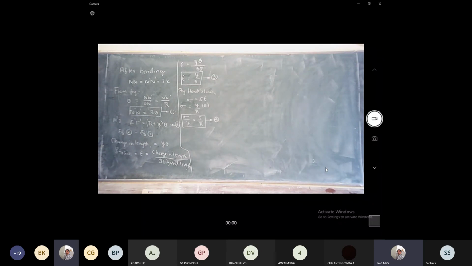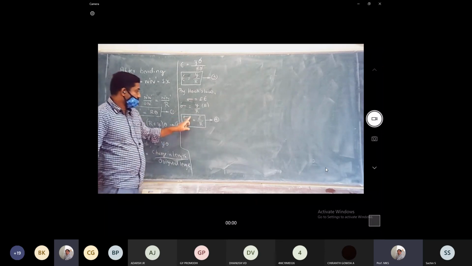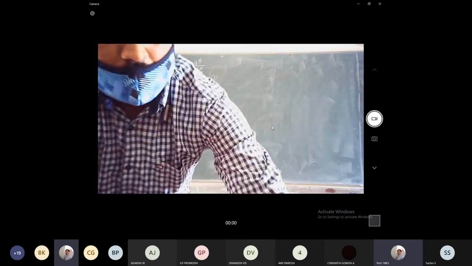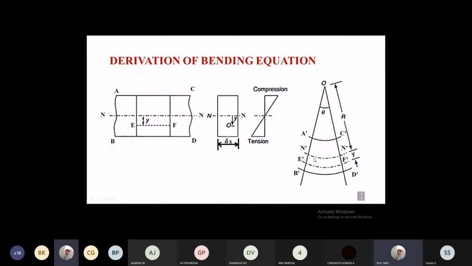So this is half of the derivation, where E and R are constants. Hence, since E and R are constants, the stress in a layer is proportional to the distance from the neutral axis. So this is one half of the derivation completed. That is, stress at any layer is proportional to its distance from the neutral axis.